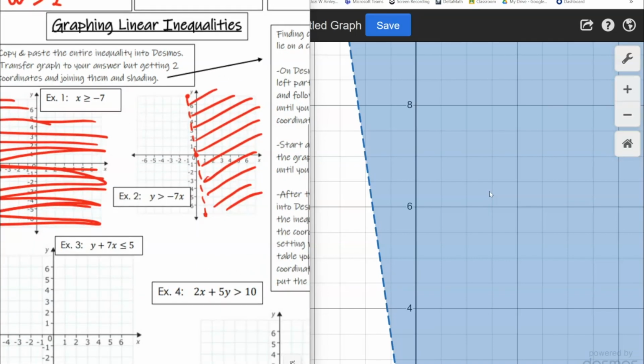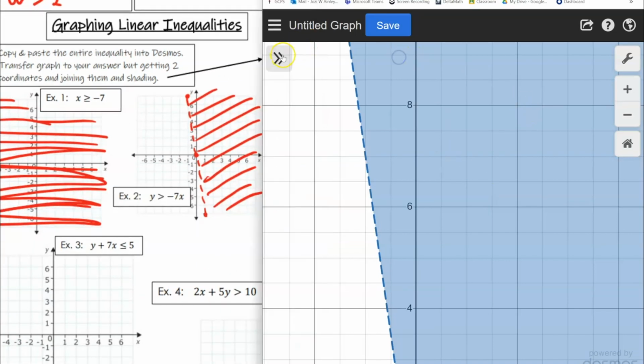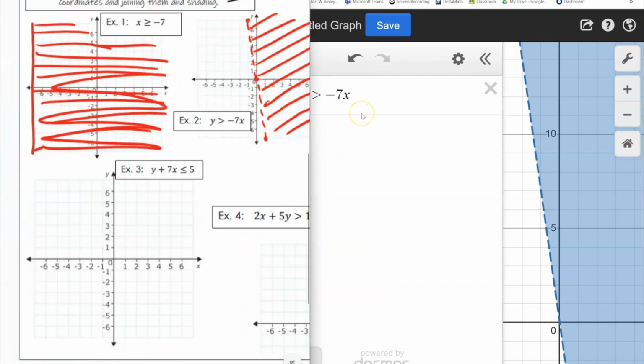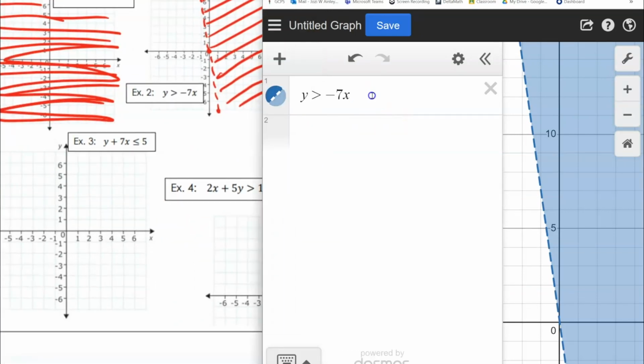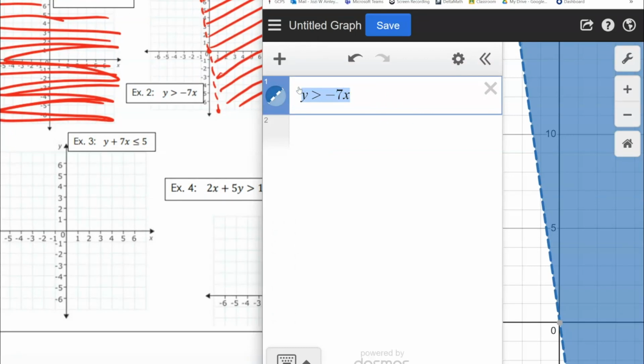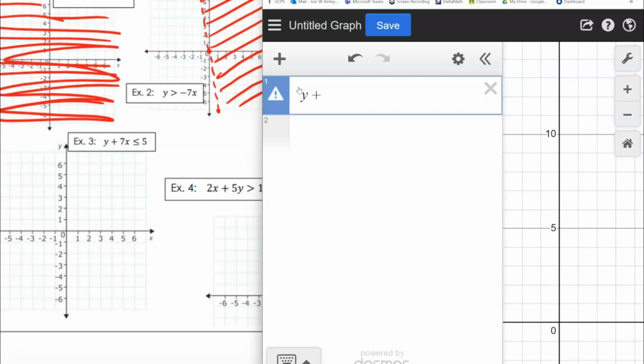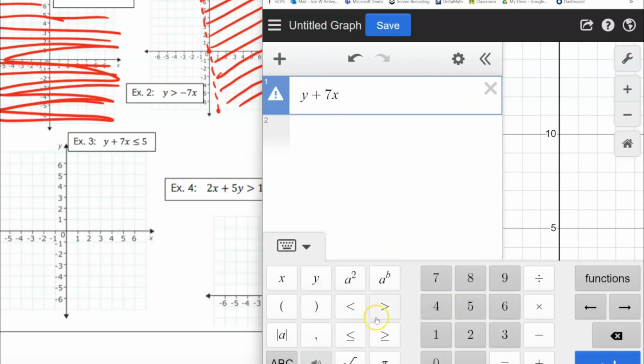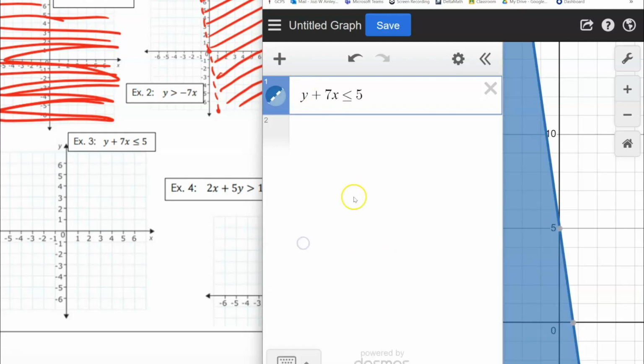Okay, so we're just following instructions and making sure you're double checking what you're typing into the calculator, and also checking what you're copying from the calculator. All right, let's go ahead and put this in. So again, you're typing exactly what you see. y plus 7x is less than or equal to 5. Boom.